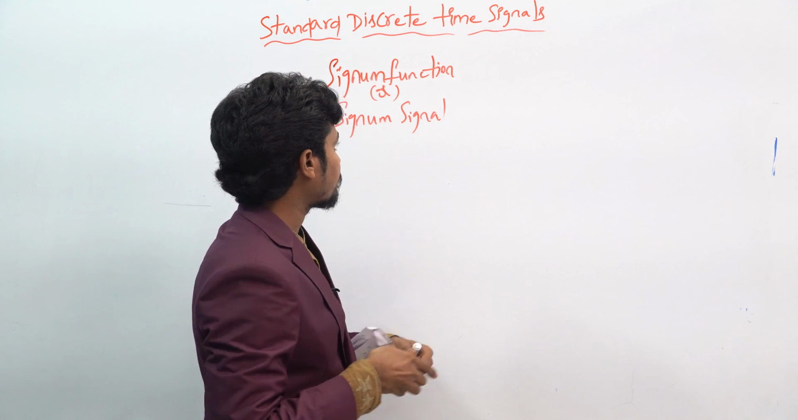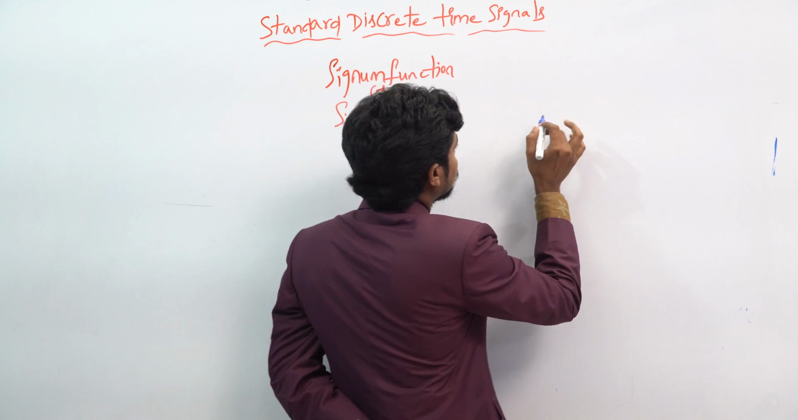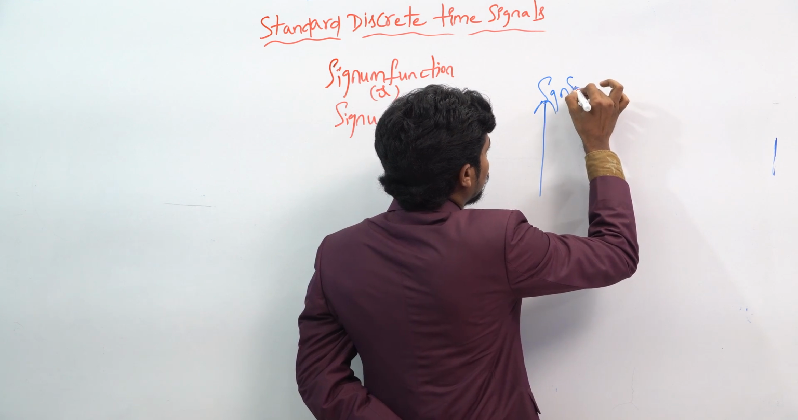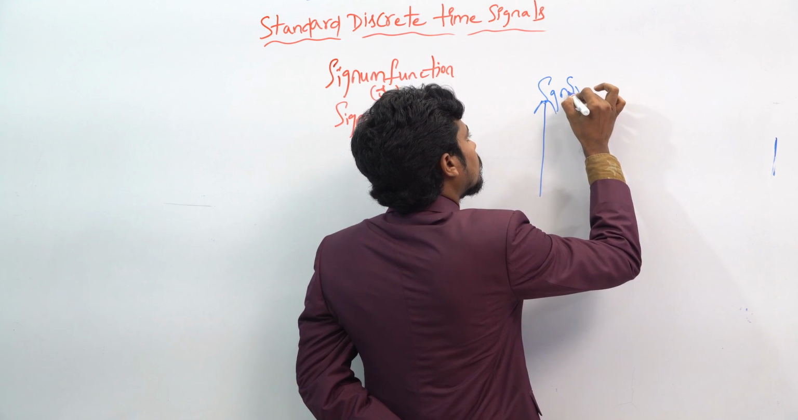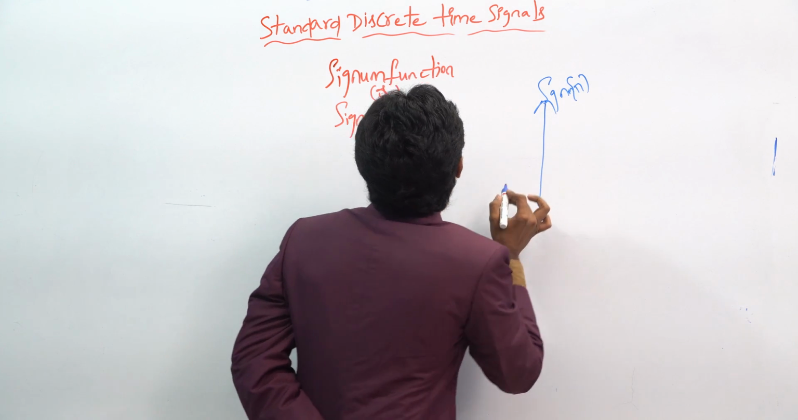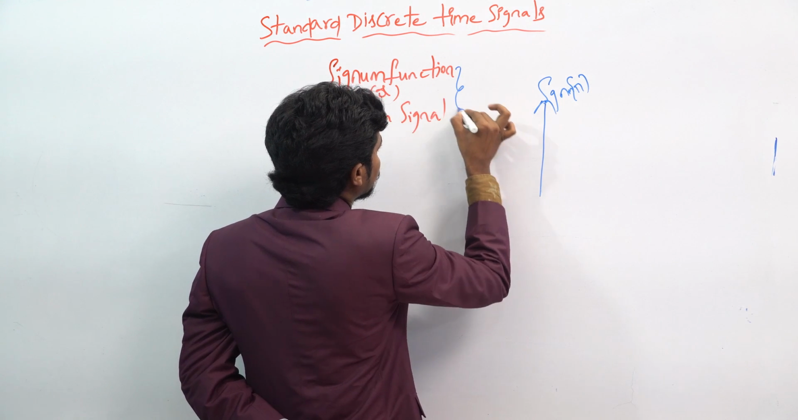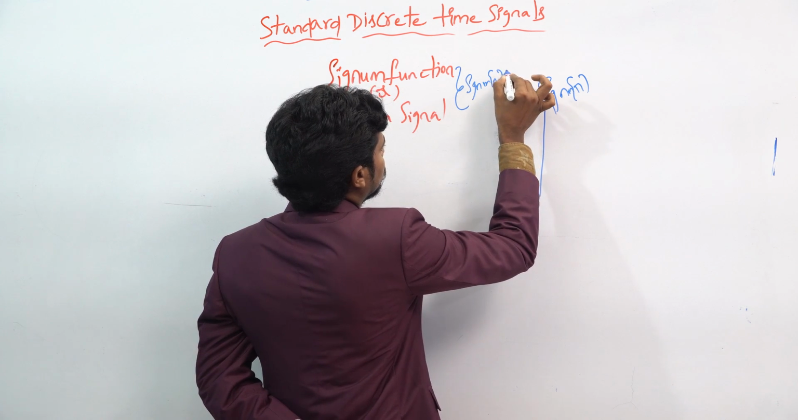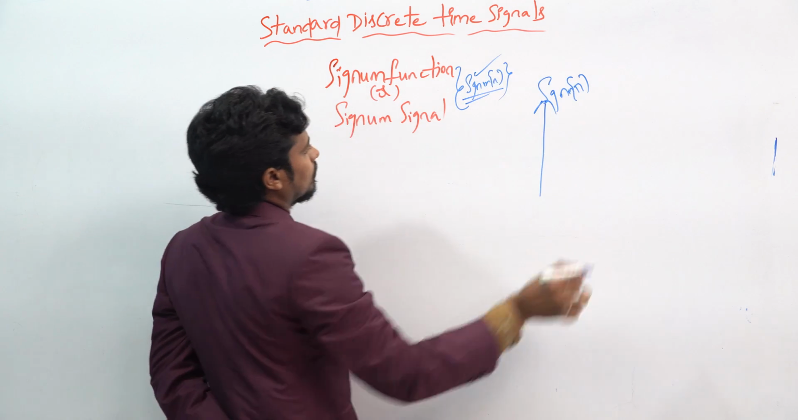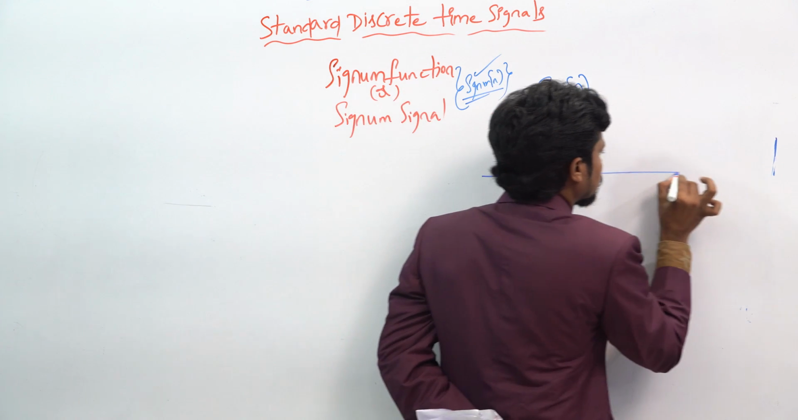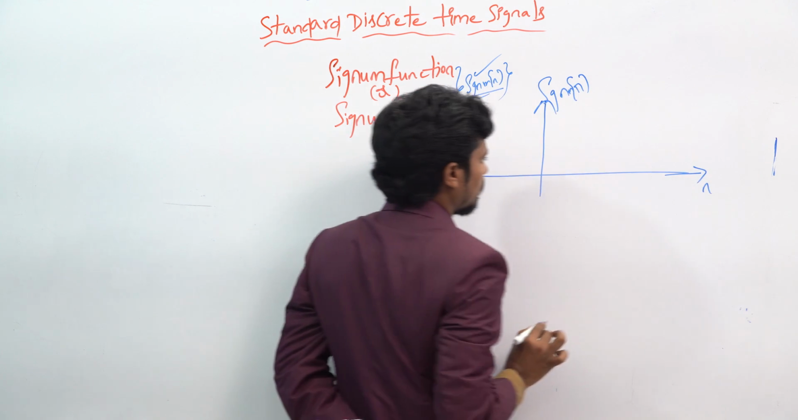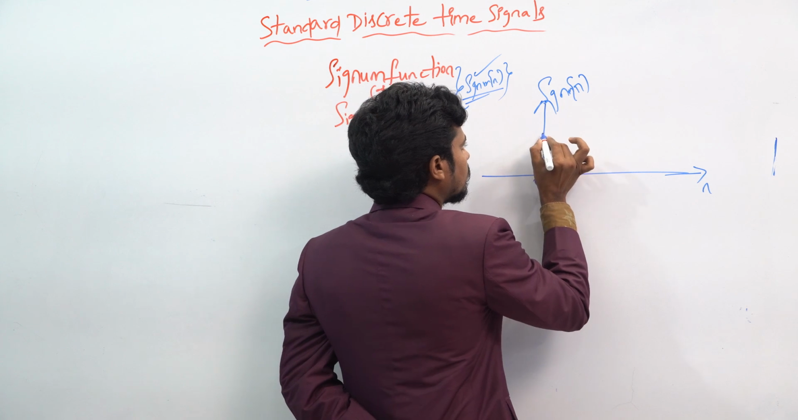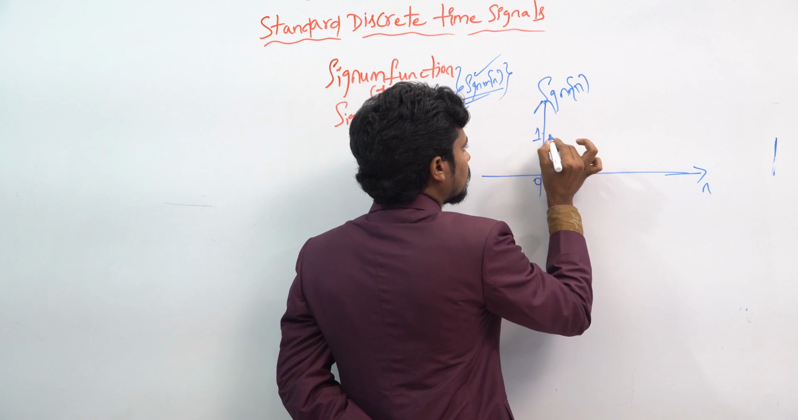The plot will be like this. This will be the signum of n. The representation for this signum function is the signum of n. So the plot is like this. Here the independent variable will be n. Here you can observe this will be 0 and this will be 1.